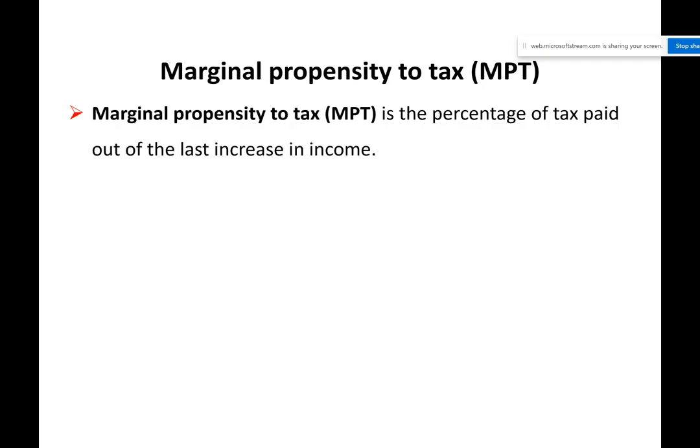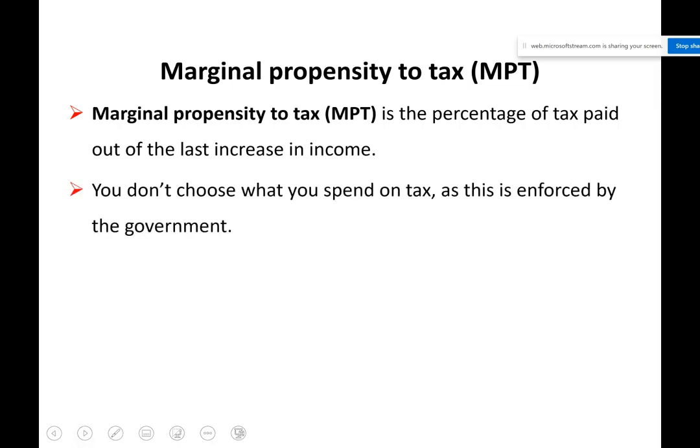I can't spend it. I can't inject it into the economy. Now the government can, but that's not me. That's not what I do. So we need to take into account the tax that I pay all the time, and this is called MPT, marginal propensity to tax. We don't choose what to spend our money on tax on. The government spends it, so it's out of my hands completely. But I need to take account of it.